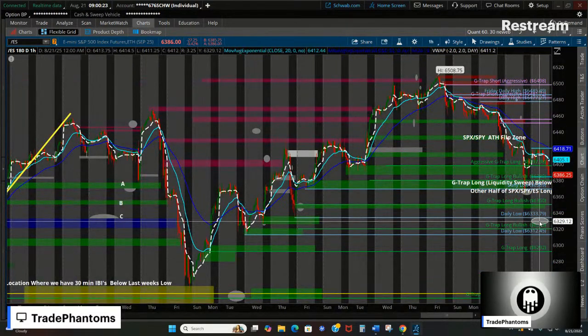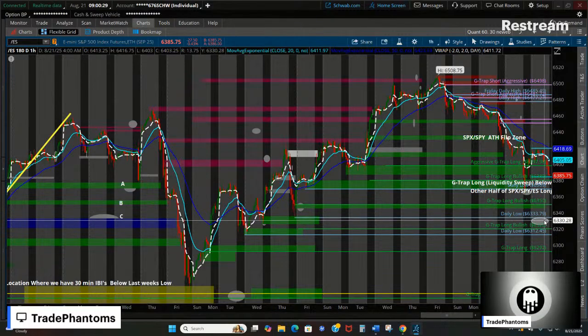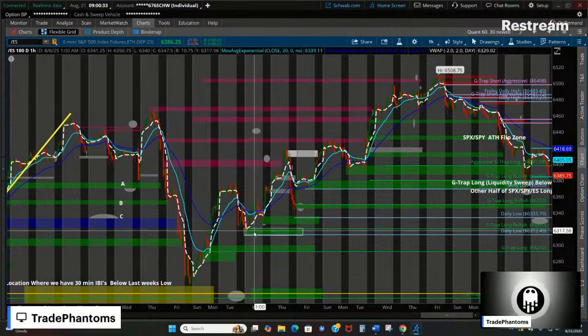You might want to write this down. To cross-reference on your own personal charts, 63.27 handle. So 63.27 right below that daily low on August 7th. There's a level on level on level all over here.